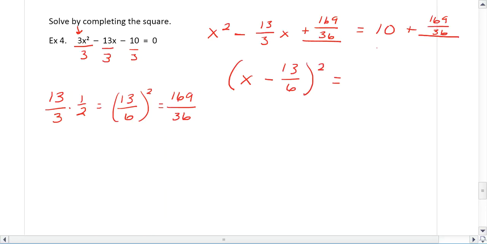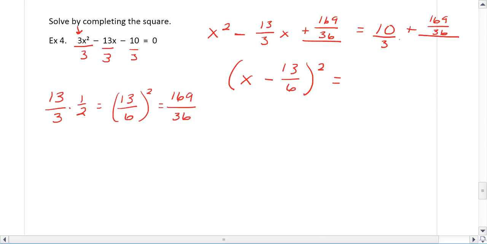In order to add 10 and 169 over 36, we need to get common denominators. I just realized I had made a mistake here, so I hope you caught it. I should not have written 10 here. This is really 10 thirds. Sorry about that. But we do need to add 10 thirds and 169 over 36.